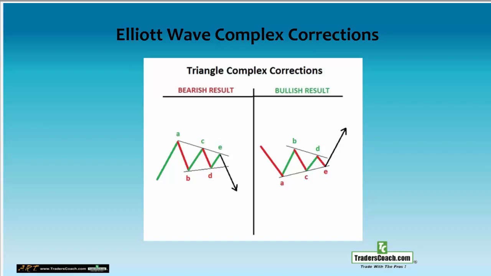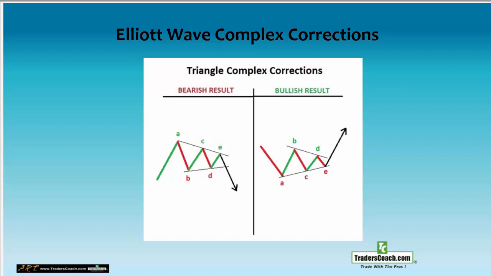And then whichever way it bounces out after E wave, that will be in the direction of the next trend, which will usually be a wave 5. So on the left-hand side, we have a bearish result, meaning that wave 5 is heading down. And on the right-hand side, we have a bullish result, meaning A wave probably represents the bottom of wave 4.